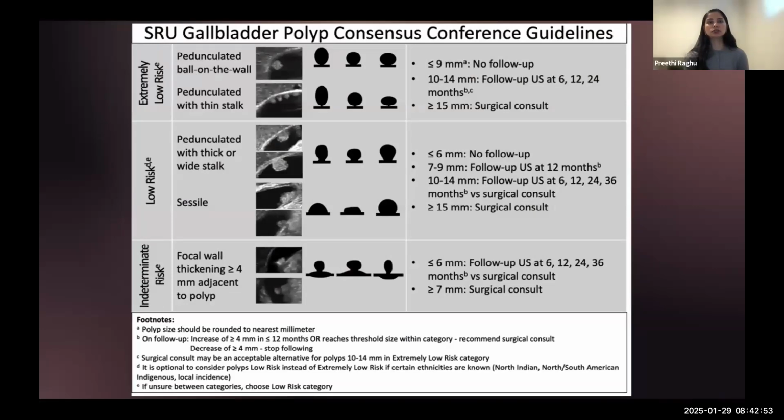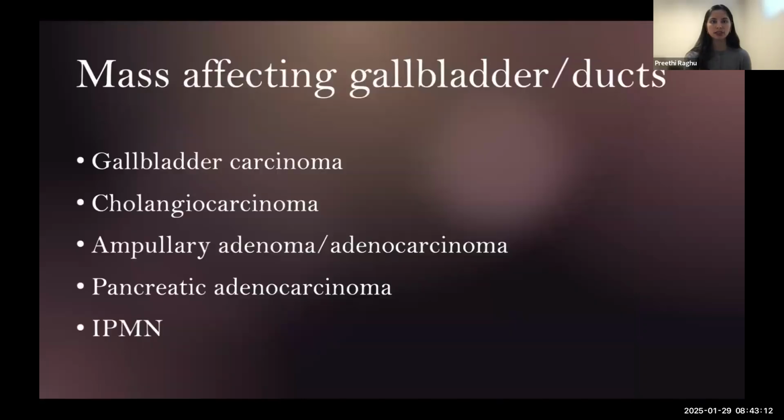I won't be going into gallbladder polyps too much, but just throwing this in there: this is what we use to provide all the recommendations for which ones actually need follow-up. We use these SRU gallbladder polyp consensus guidelines to guide follow-up on these. And when we think about masses actually affecting gallbladder ducts, there's gallbladder primaries, cholangiocarcinomas, and pancreatic.